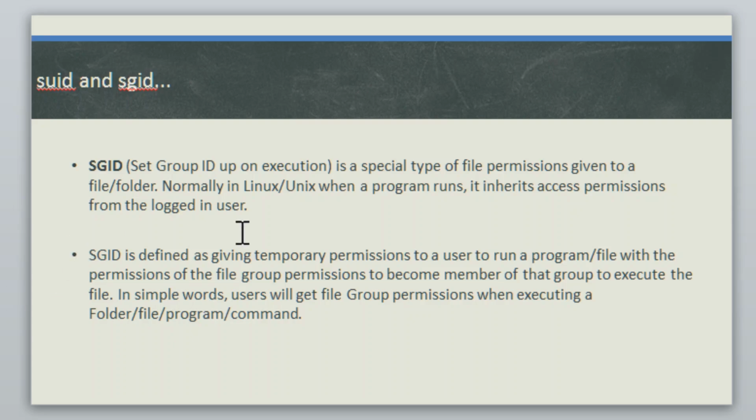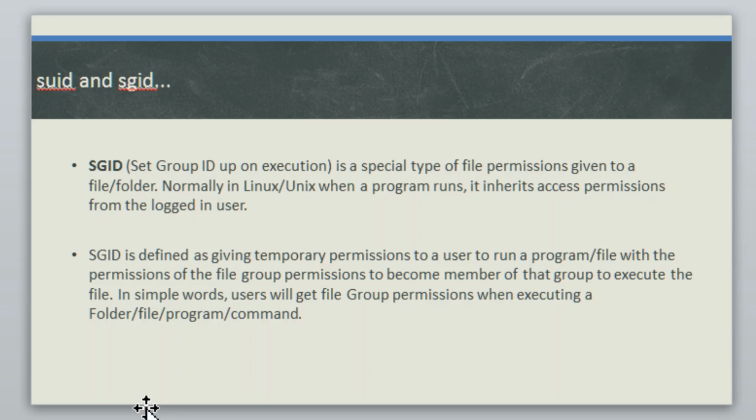So set group ID is a special type of file permission given to a file or folder. Normally, in Linux, when a program runs, it inherits access permissions from the logged in user. Set group ID is defined as giving temporary permissions to a user to run a program or file with the permissions of the file's group, to become a member of that group to execute the file. So guys, in simple terms, when you run that file or folder that has a set group ID set to it, you inherit the permissions of the group that owns that file.